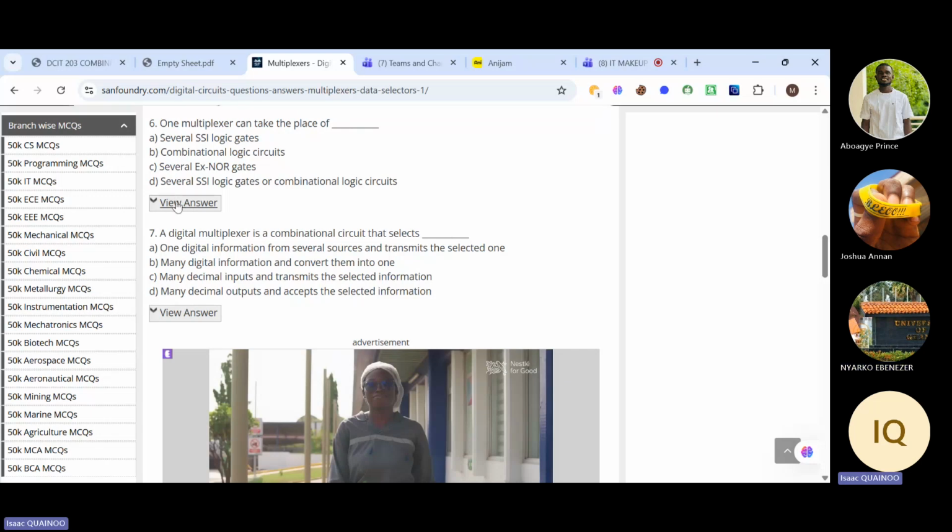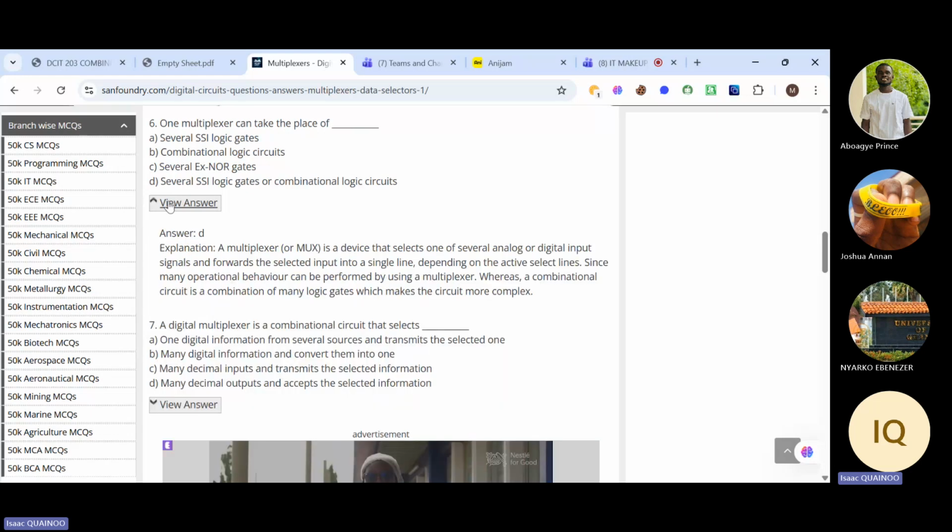Okay, let's see what they have here. I think I'm not so familiar with this myself. The answer here is saying D. A multiplexer is a device that selects one of several input signals and forwards this, depending on the active select line, since many operational behaviors can be performed by using a multiplexer, whereas a combinational circuit is a combination of many logic gates, which makes the circuit more complex. Oh, okay. So I think that better suits the characteristics of a multiplexer. That is, it helps simplify logic circuits that we looked at. So it takes the place of several SSI logic gates or combinational logic circuits.